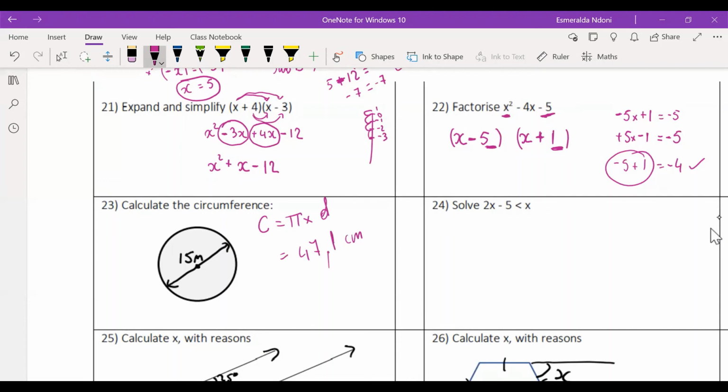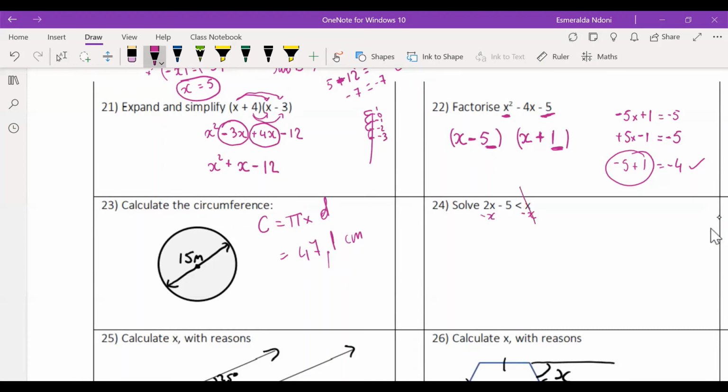Number 24, solve. Until now, you've been asked to do different things with 24, so be careful. It's asking us to solve. We solve inequalities the same way as we solve equations. So we're going to eliminate, and we're going to get x's on the same side. Okay, let's have a look at this. So we have x on both sides. We get rid of the smallest x. 2x is bigger than 1x, so we get rid of the small x by doing the opposite, by eliminating it.